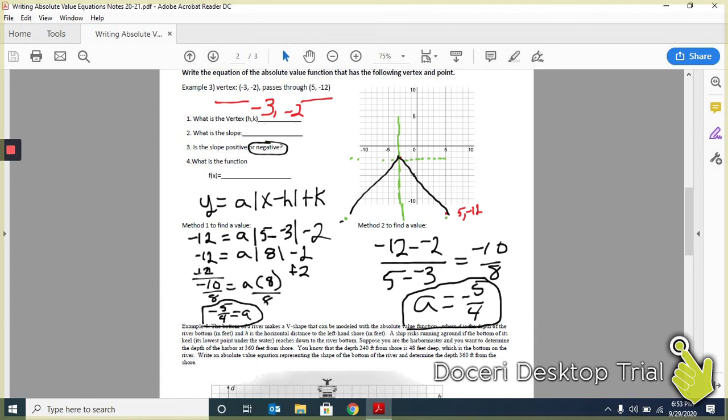So then my equation is going to be y equals negative 5 over 4 times the absolute value of x plus 3, minus 2.